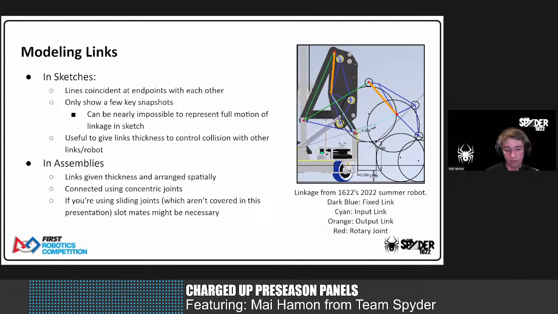Whenever you're modeling something in an assembly, it is important to consider that the links are acting out in 3 dimensions. So you have to consider how they will interfere. Are you going to have your linkages be planar within one another? Will they be able to hit each other, or will they be staggered to prevent that interference? You can define all of the rotary joints in a linkage using concentric mates. And if you're using a sliding joint, which we're not going to be using in any of the linkages here, but is more useful in more complex mechanisms, you might have to use a slot mate instead.